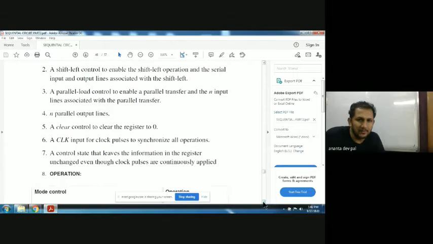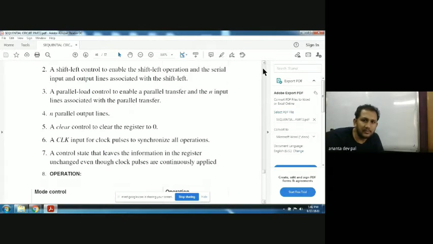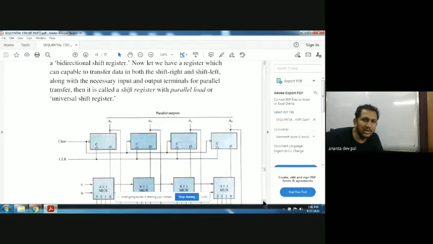For the operations there is a mode control S0 and S1. When S0 and S1 are 0, there is no change. When S0 equals 0 and S1 equals 1, there is a shift right, because at that moment the one line is activated.